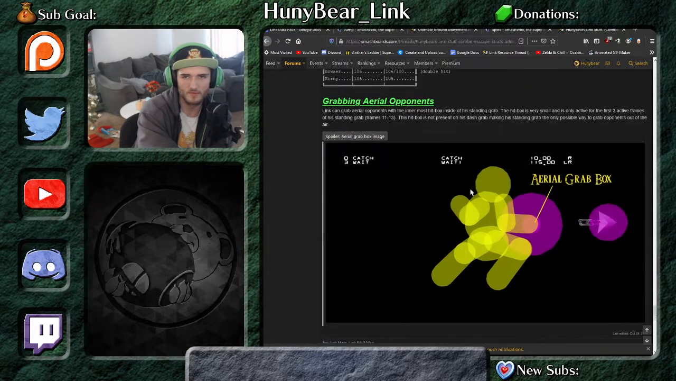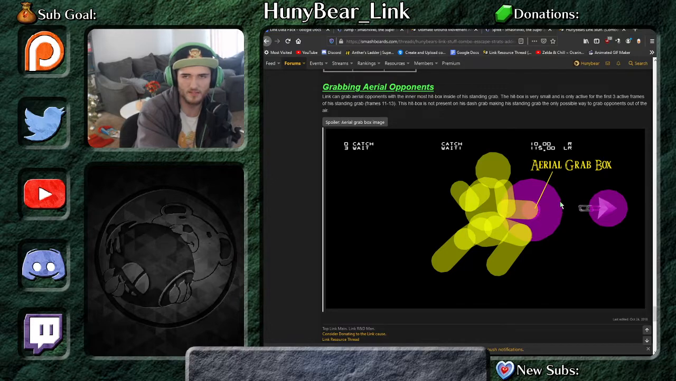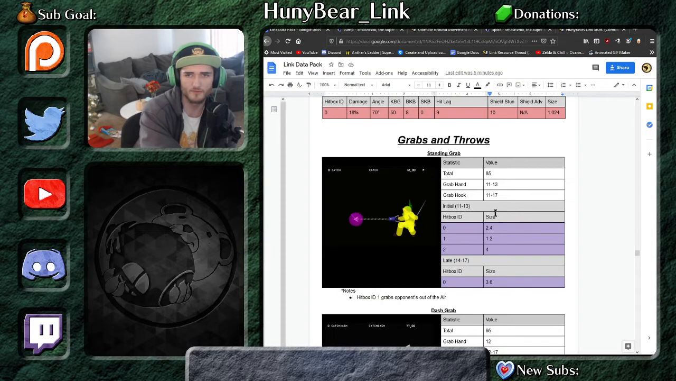Oh, here it is. Alright, so you're seeing this bubble right here. This is his hand grab box. This right here is the chain grab box. But there's this tinier, smaller bubble right here. This is your hand grab box, and that can grab opponents out of the air. That's why it's distinguishable from this larger hand grab box here and here. This is the hand grab box. This is the other hand grab box. This is the chain. Yeah, so hand grab box is active frame 11 through 13, and then the grab hook is active 11 through 17.